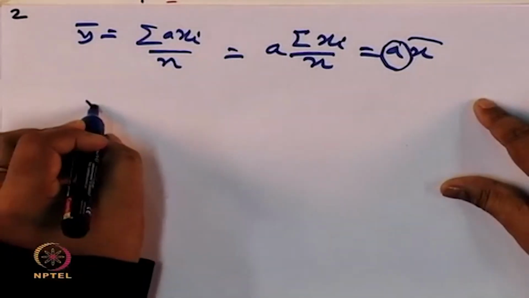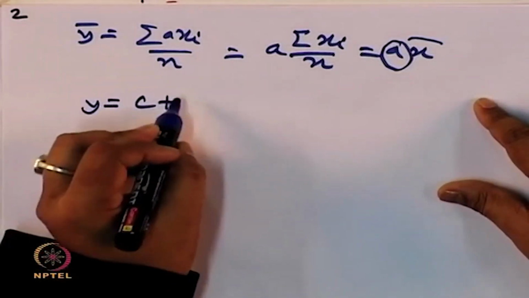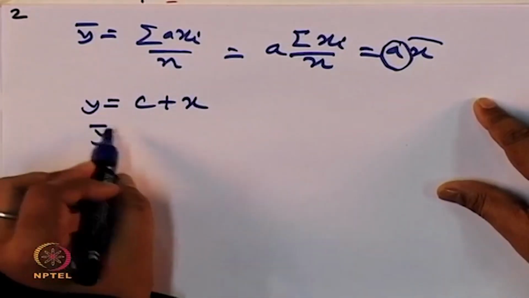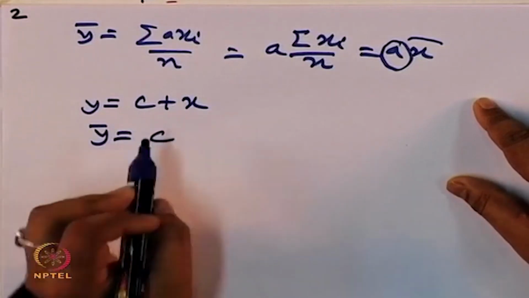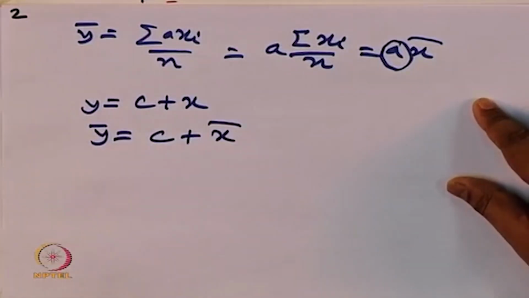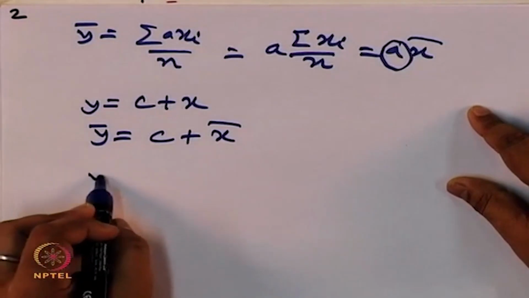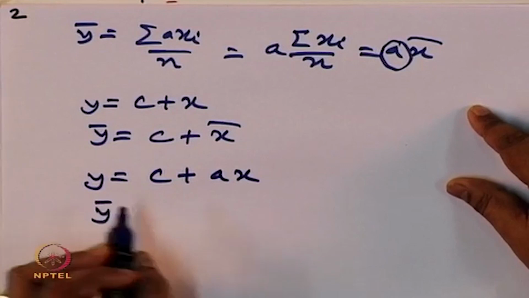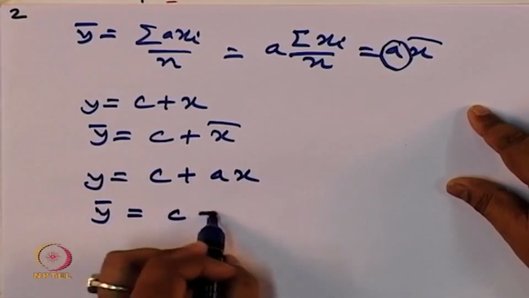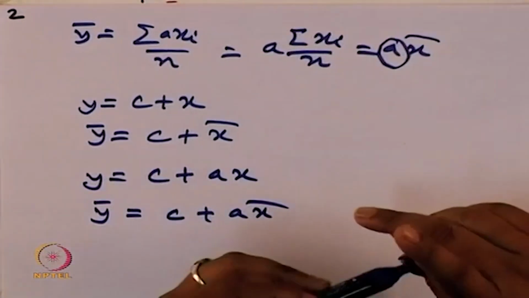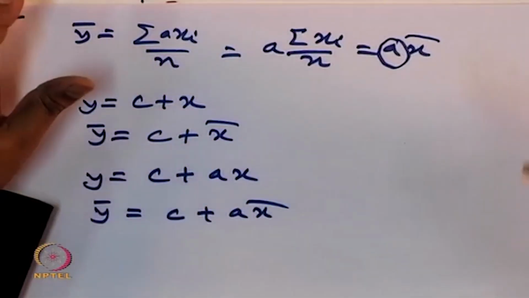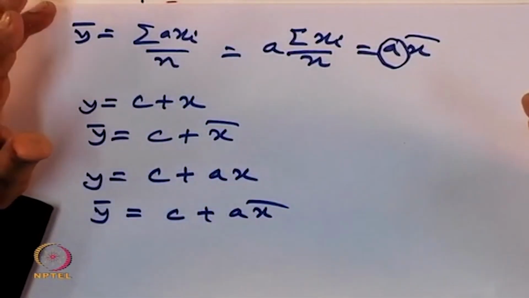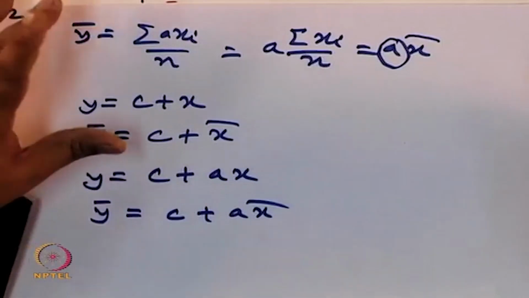In the case of y is equal to c plus x, then y bar is c plus x bar, since the average of a constant is a constant. The third case, the general case, is when y equals c plus a x. Then this gives me the formula y bar is equal to c plus a x bar. Okay. So, these transformations are particularly helpful when we are doing things manually by hand.